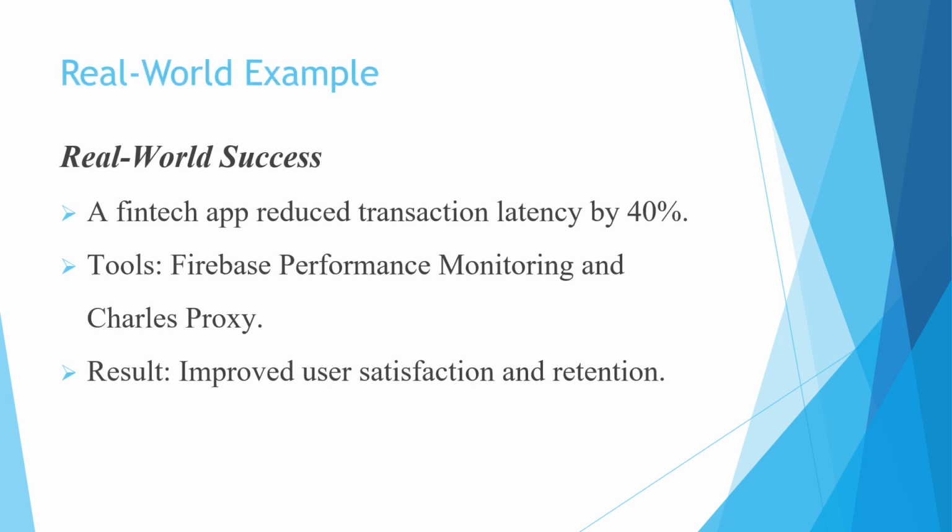Let's look at a real-world example. A fintech app faced user complaints about slow transaction processing. Using Firebase Performance Monitoring and Charles Proxy, the development team identified high network latency during API calls. By optimizing their server communication, they reduced transaction times by 40%, leading to improved user satisfaction and higher retention rates. This shows how effective performance testing can drive real business outcomes.